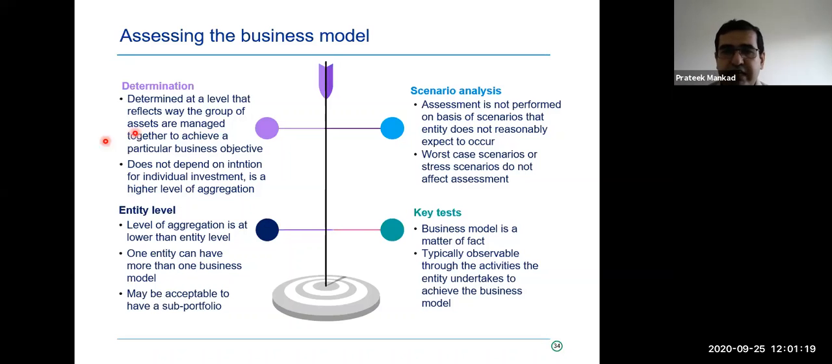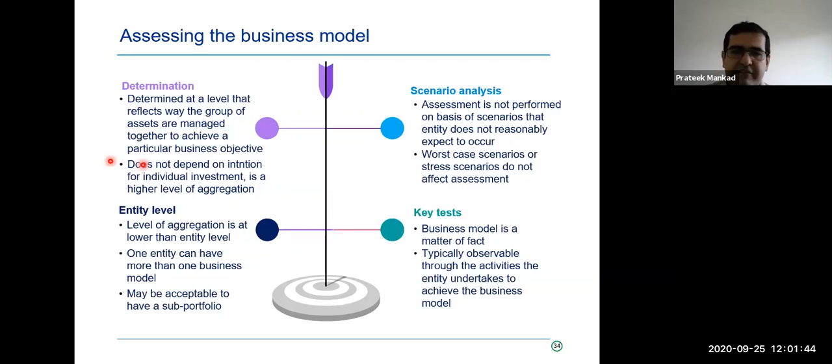I may have a view that short-term interest rates may go down. Therefore, I am going to only buy long-term instruments. Let that be a different business model. That's not how it works. Individual intent does not matter. Very important, it is basically how the key managerial personnel in the entity look at it. Therefore, you have to look at it at a higher level of aggregation.